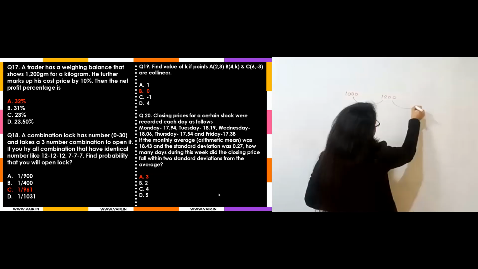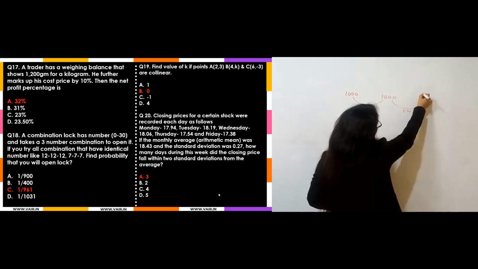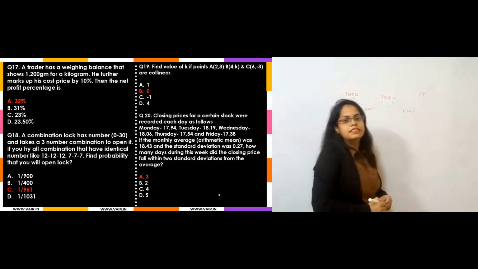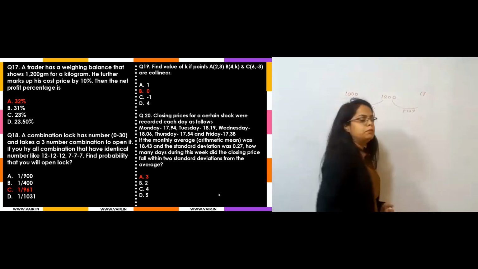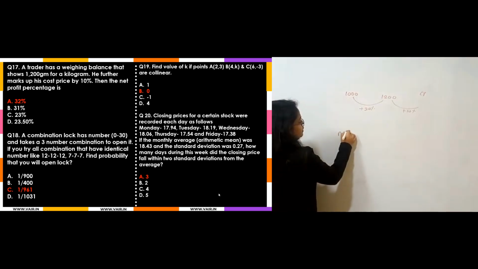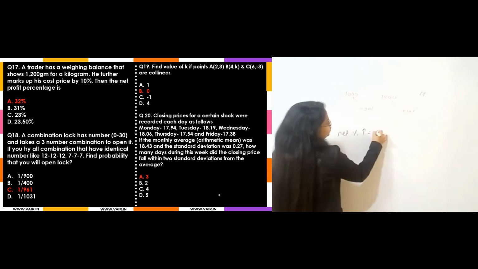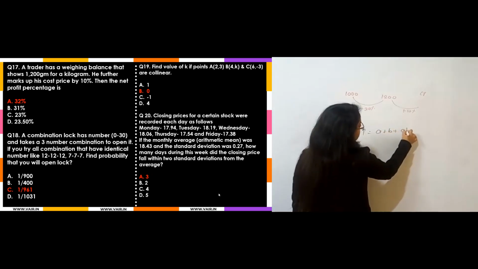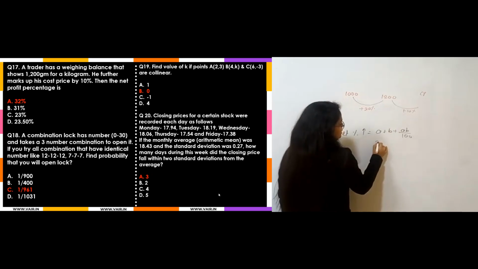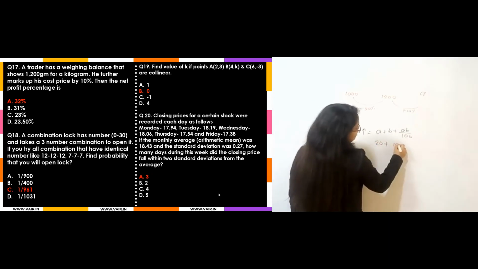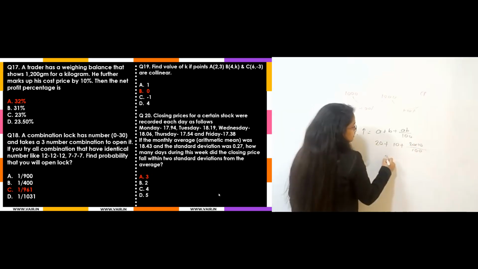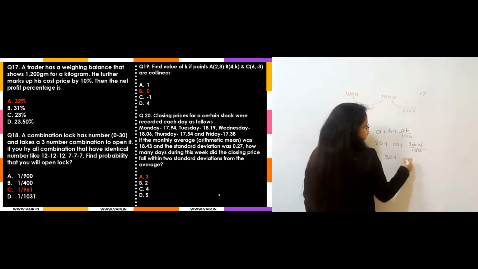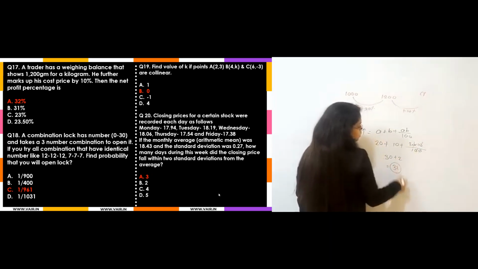And again he is marking 10% extra on the CP. Initially it increased 20%, and again it is increasing by 10%. What will be the net percent? Net percent increase will be equal to A plus B plus AB by 100, where first he has increased it by 20, then increasing by 10, plus 20 into 10 by 100, because they are asking you in percentage. So it will be 30 plus 2.